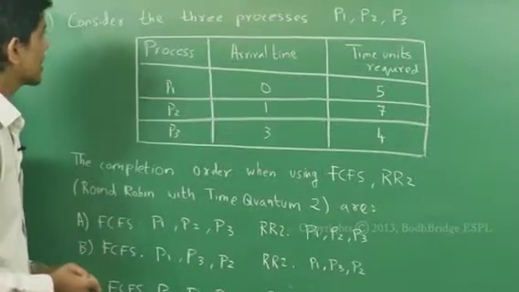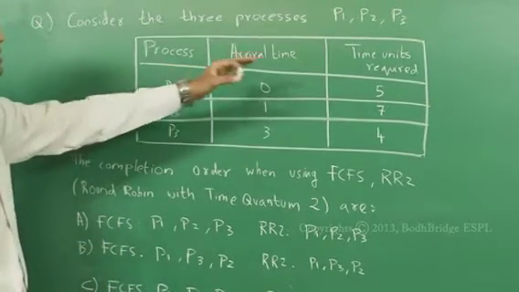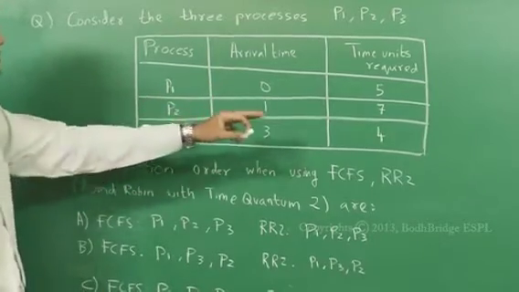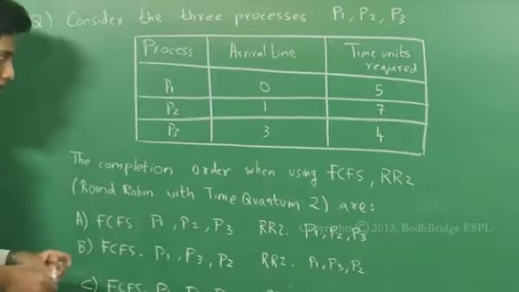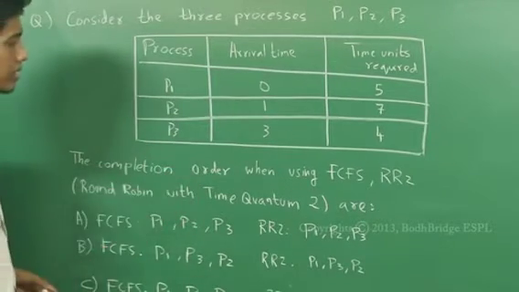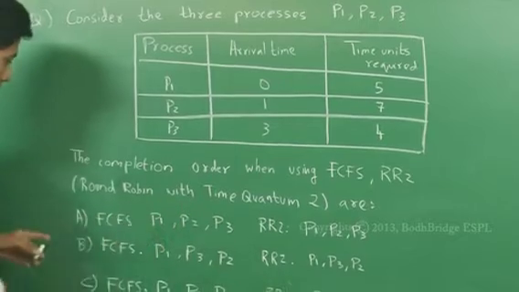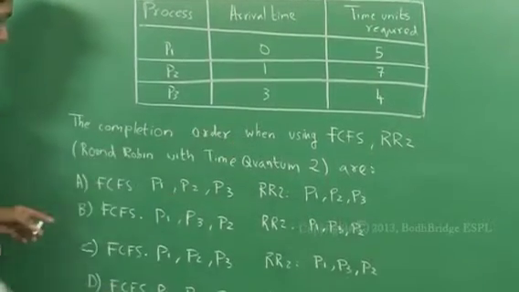The question is, consider the three processes P1, P2, P3. Process, arrival time, time units required: P1 0, 5; P2 1, 7; P3 3, 4. The completion order when using FCFS, which is first come first serve, and RR2, which is round robin scheduling with time quantum 2 time units, are: option A, FCFS P1 P2 P3, RR2 P1 P2 P3.